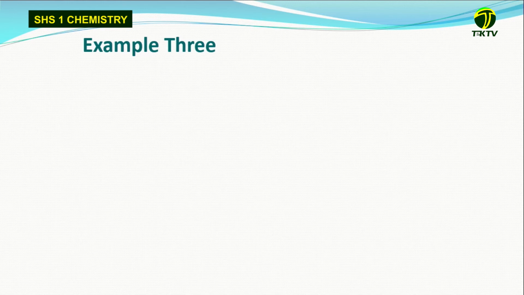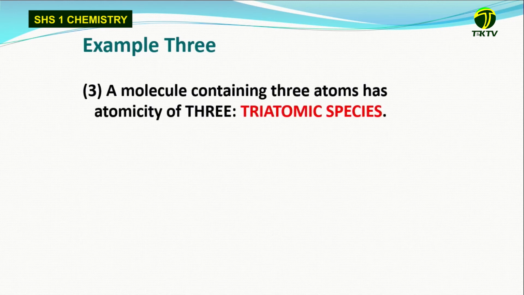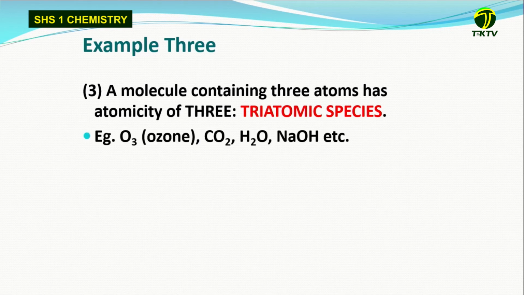We have another one which has atomicity of 3. Such species are termed triatomic species. So when they are made up of 3 atoms, we say they are triatomic species. Example, let's take ozone. We see O3. That means 3 oxygen atoms. If you take CO2, we have 1 carbon atom, 2 oxygen atoms. 1 plus 2 gives us 3. If you come to water, H2O, we have hydrogen, 2 atoms, but oxygen is 1.